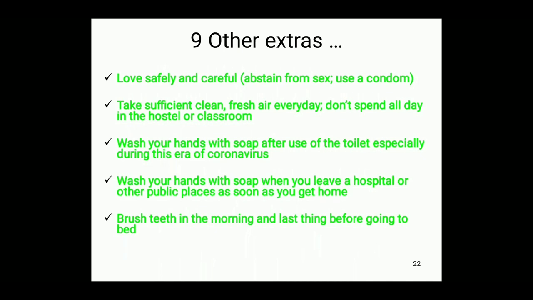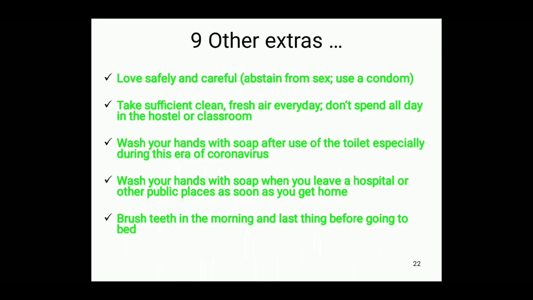We want you to take sufficient clean, fresh air every day. Don't spend all your day in your hostel or classroom. Walk out, take fresh air. It's very important for you. We want you to wash your hand with soap after the use of toilet.